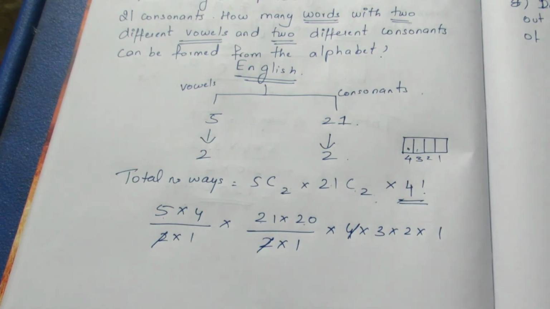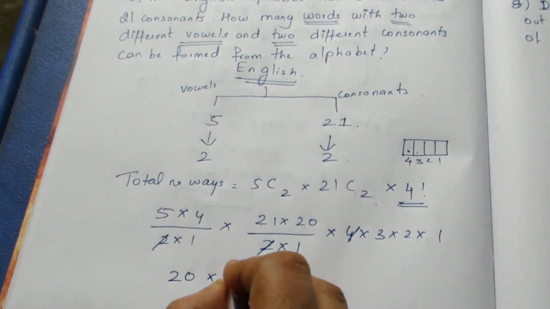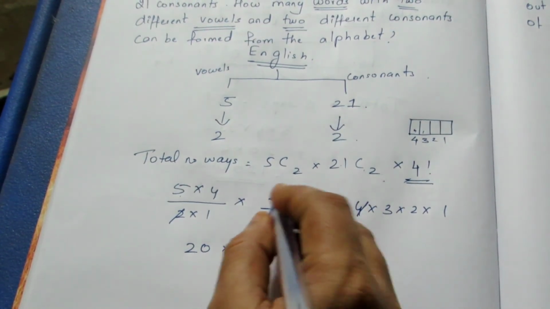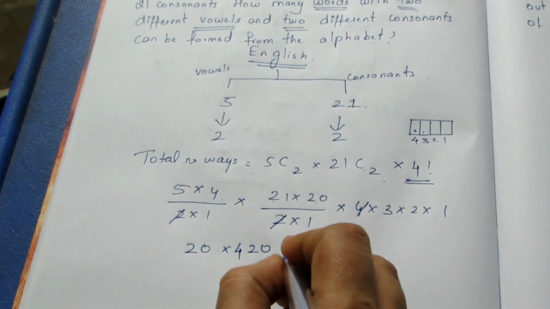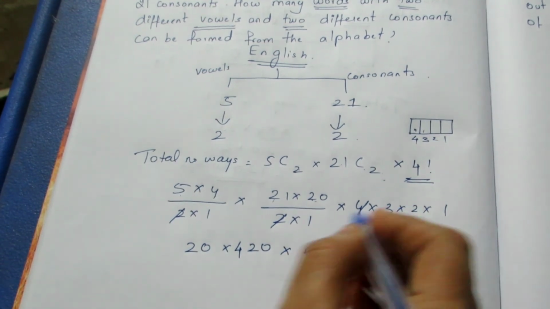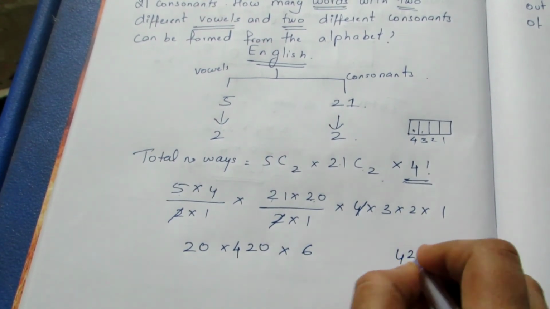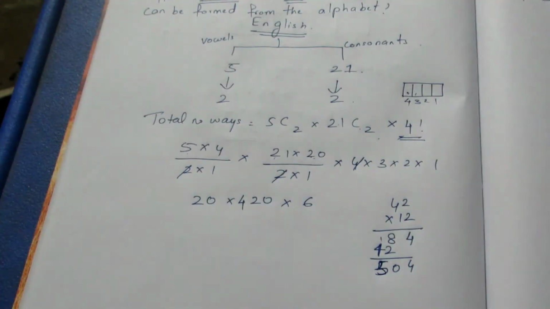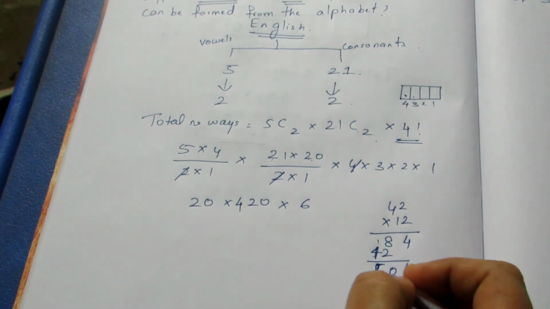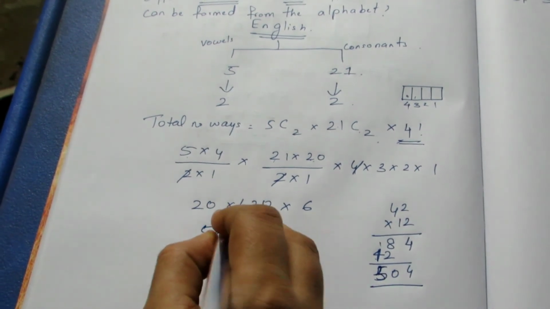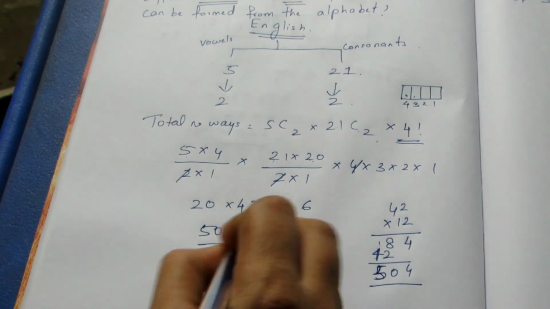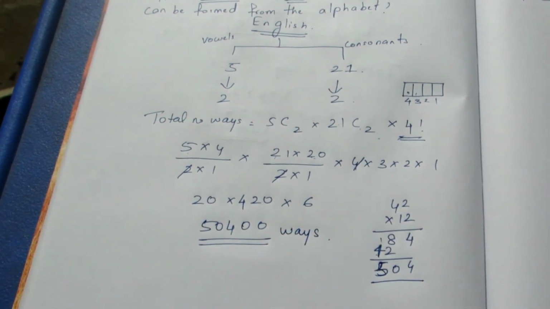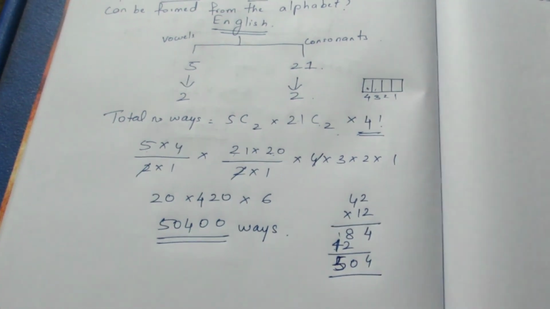Now multiply the rest. 5 4s are 20 here. 2 1s are 2. 2 2s are 4 here. 420 into 6. 6 2s are 12. So 42 into 12. Here 42, if I add it becomes 504. So 504 with double zeros. So 50400 ways we can arrange the selected 4 letters to form words.